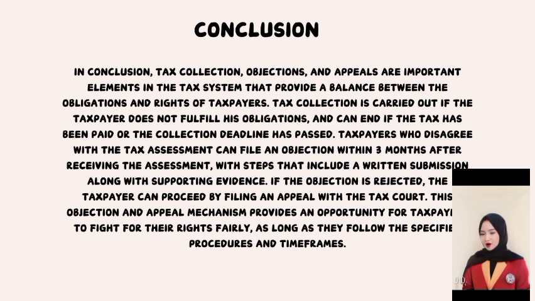Taxpayers who disagree with the tax assessment can file an objection within 3 months after receiving the assessment, with steps that include a written submission along with supporting evidence. If the objection is rejected, the taxpayer can proceed by filing an appeal with the tax court. This objection and appeal mechanism provides an opportunity for taxpayers to fight for their rights fairly, as long as they follow the specified procedures and timeframes.